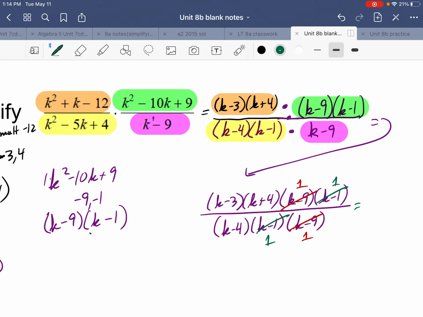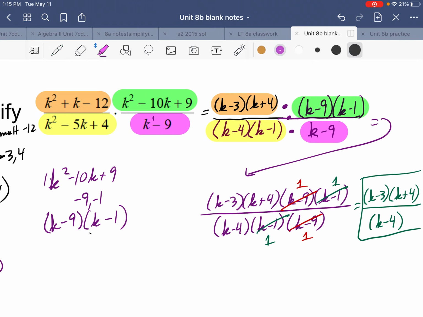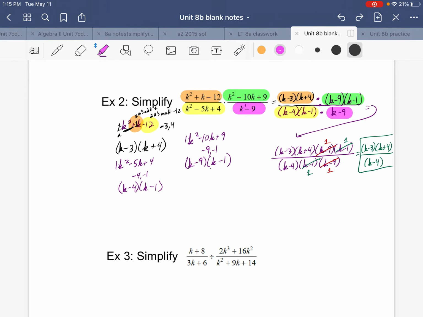Rewriting what we have here, we have the numerators k minus 3 times k plus 4 times 1 times 1. That is k minus 3 times k plus 4. In the denominator, we have k minus 4 times 1 times 1. That's just k minus 4. And I know there's an urge to do something with these two, but k plus 4 and k minus 4 are not the same. Binomials, trinomials, they all have to be, the factors have to be identical if factored completely. All right, example 3.